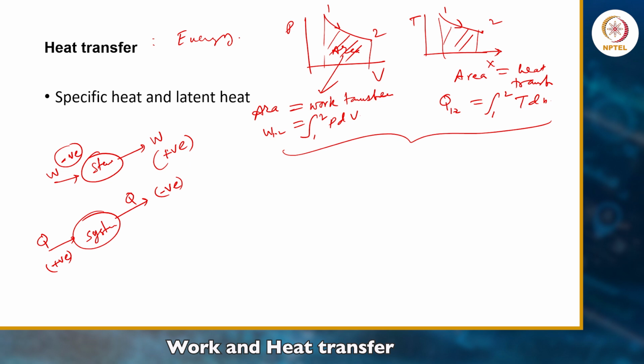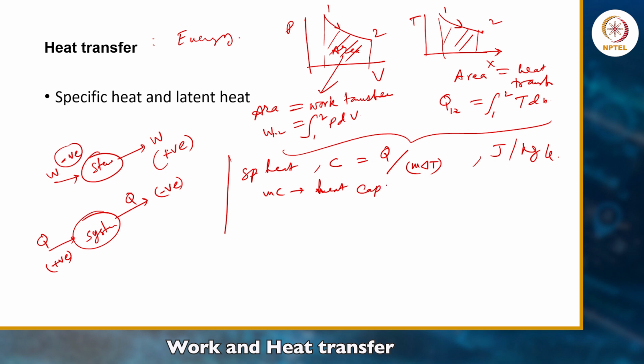So specific heat C equals Q by M delta T. The unit will be joule per kg K. MC is called heat capacity. Later we'll discuss these terms in detail, and we'll do some calculations also in the heat transfer lectures.